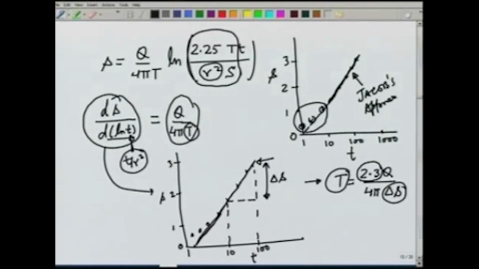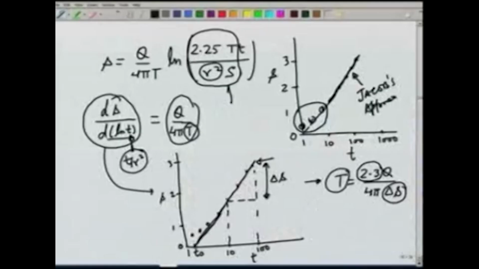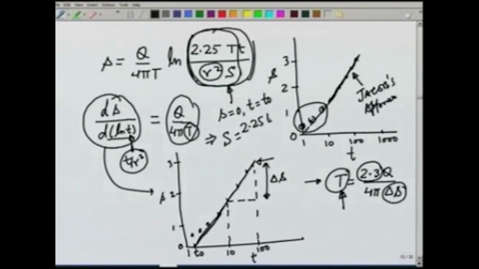Now, this line intersects the S equal to 0 line at some time which we will call t naught. So, this means that at t equal to t naught, S is equal to 0, and if we use that condition, we can see from this expression, S equal to 0, t equal to t naught, which means that this term should be equal to 1, because natural log of 1 will be equal to 0, and from there we can obtain the value of S, and T is already known from here. S equals 2.25 T t naught over r square.